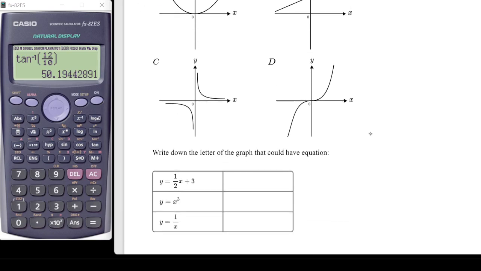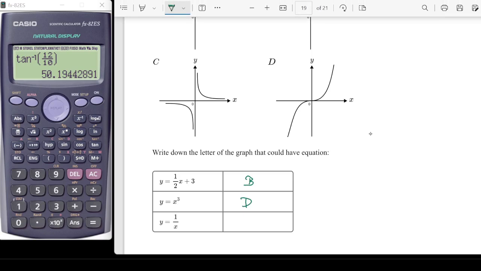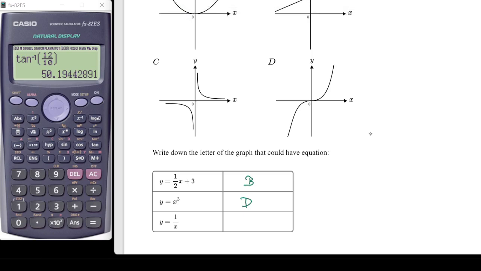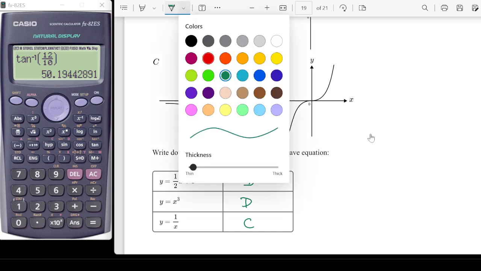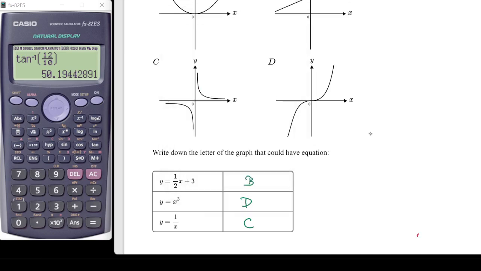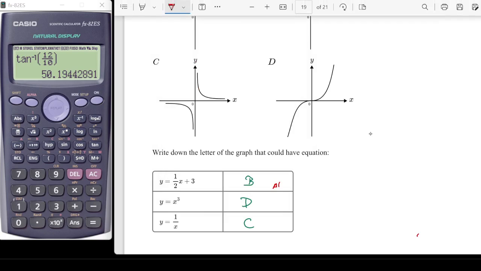So positive linear, that would be graph B. Cubic, which would be graph D. And then the reciprocal, which means 1 over x, that would be C. And that's the only part to that question. So we have got A1 for each response. So A1, A1, A1.